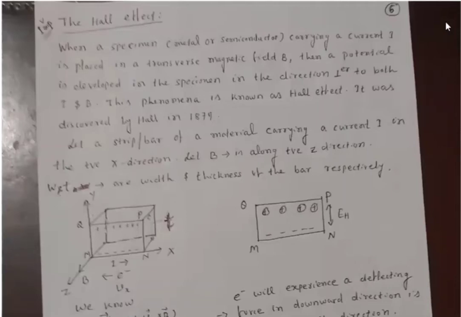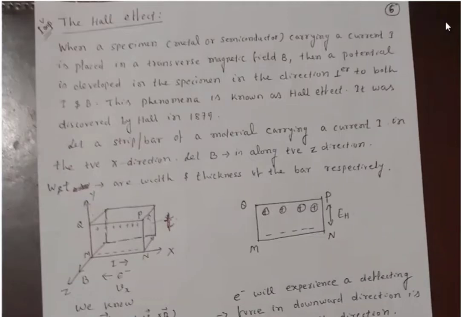Hello student, today we will discuss a new topic of band theory that is called Hall effect. This effect was first discovered by Hall in 1879. Because of his name, this effect is named as Hall effect. As he has discovered this effect, that effect is called Hall effect.